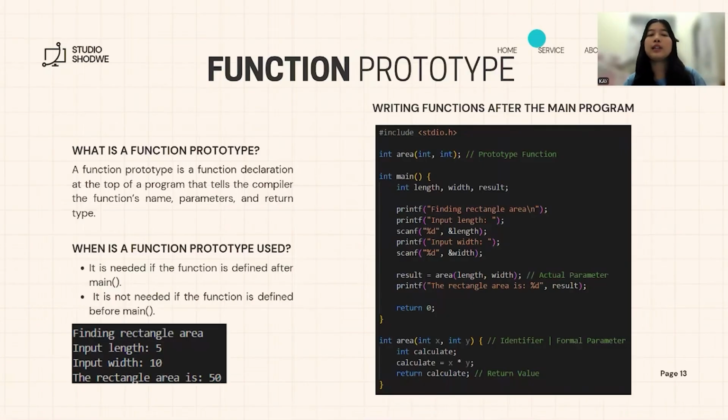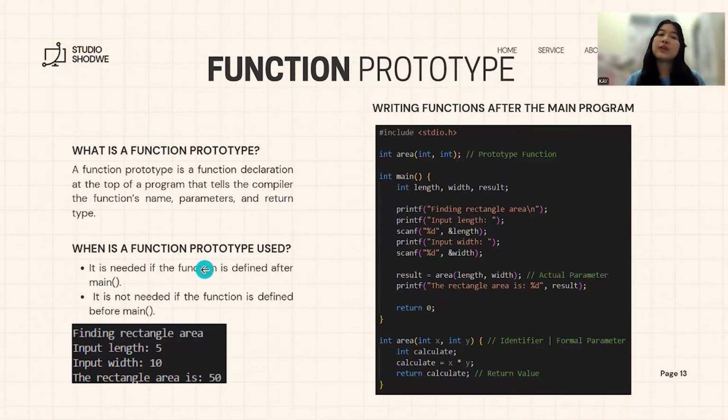Okay, next we'll learn about function prototype. What is a function prototype? A function prototype is a function declaration at the top of a program that tells the compiler the function's name, parameters, and return type.